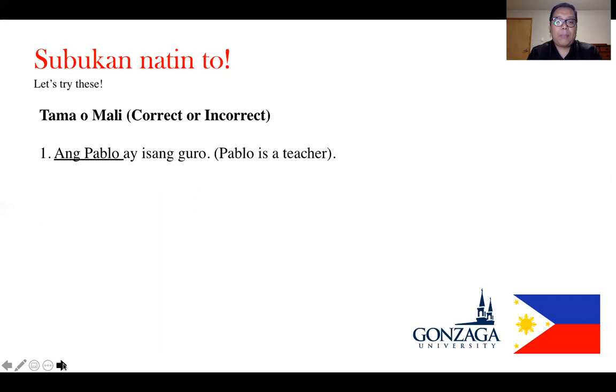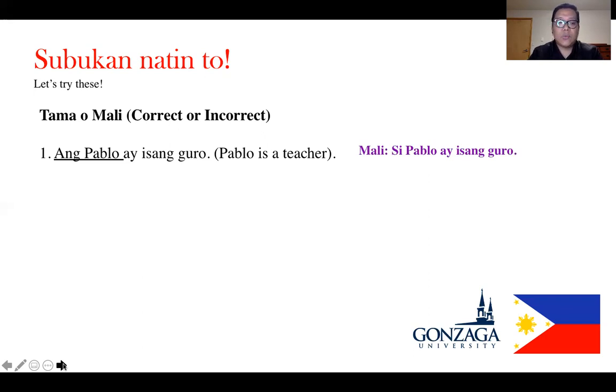So we say, ang Pablo ay isang guro, or Pablo is a teacher. Now, do you think the sentence is correct? Ang Pablo ay isang guro, or Pablo is a teacher? Okay. Is it correct or incorrect? Now, the correct answer for this one is mali, okay, or incorrect.